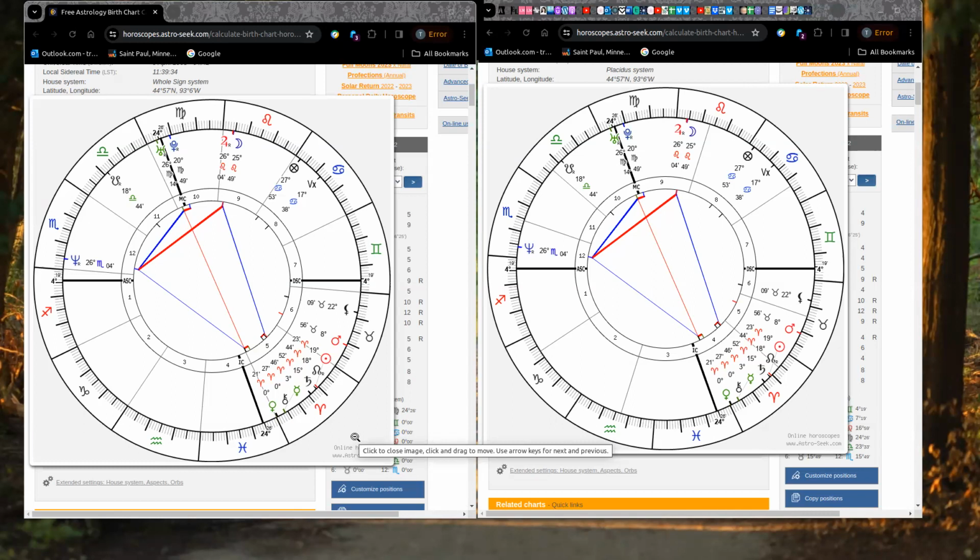Personally, I felt like I made so much more sense in whole sign, and that's why I switched over to whole sign houses. I feel like I finally made sense as opposed to being in Placidus, but that was also with some Hellenistic components, with factoring in whether it's a day chart or night chart and what is of sect, and those extra things also made my chart just make so much more sense to me.